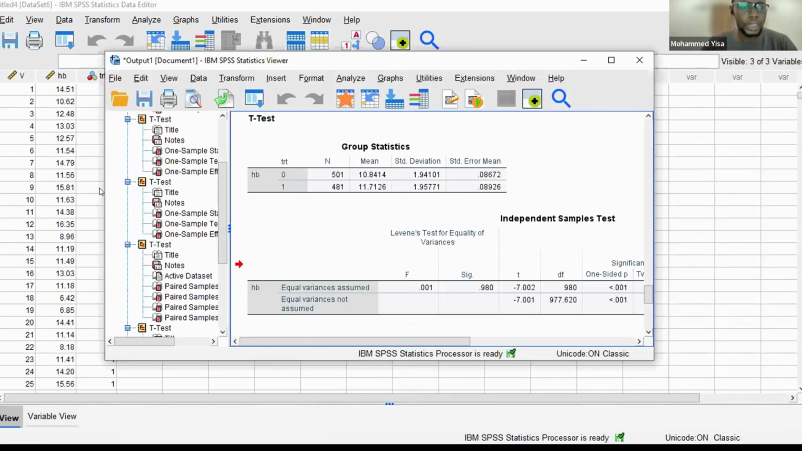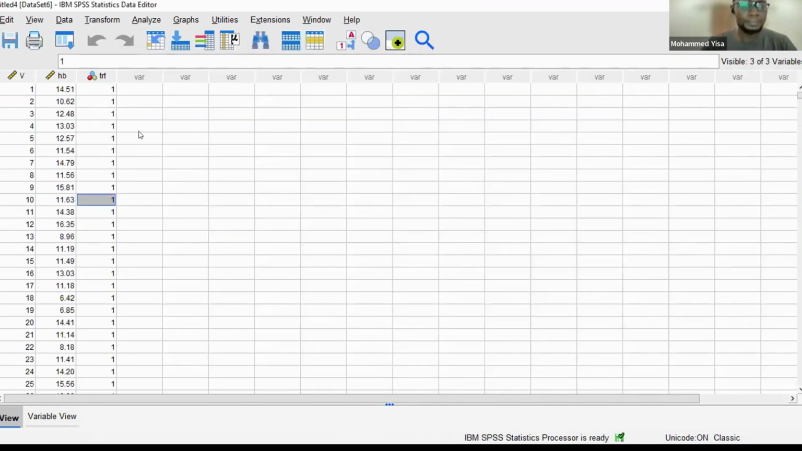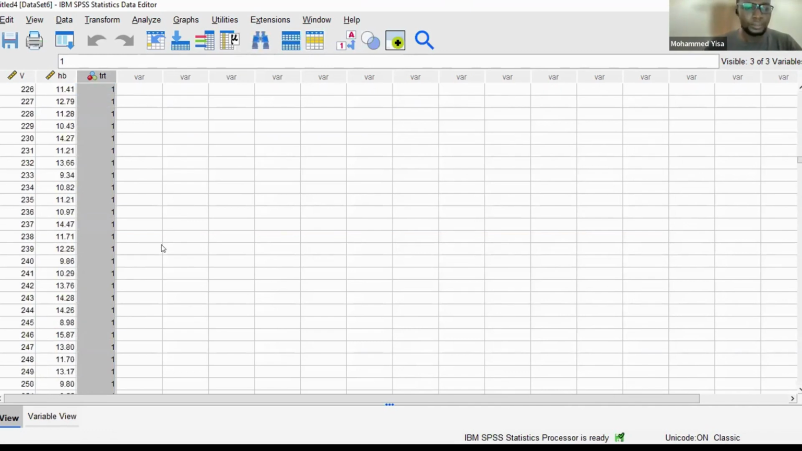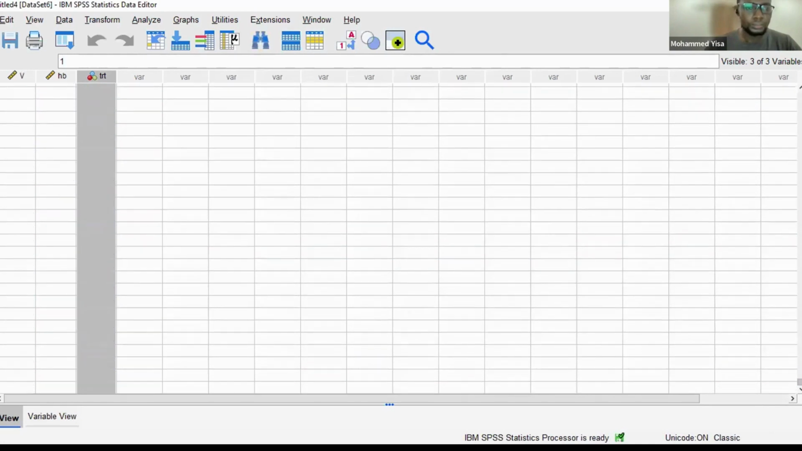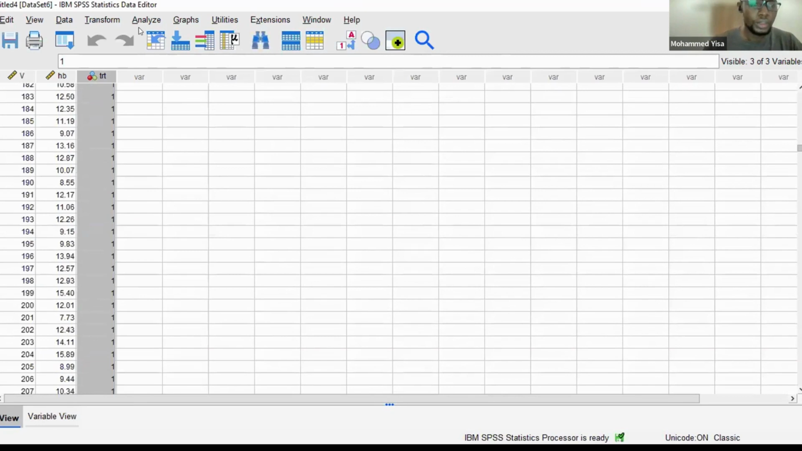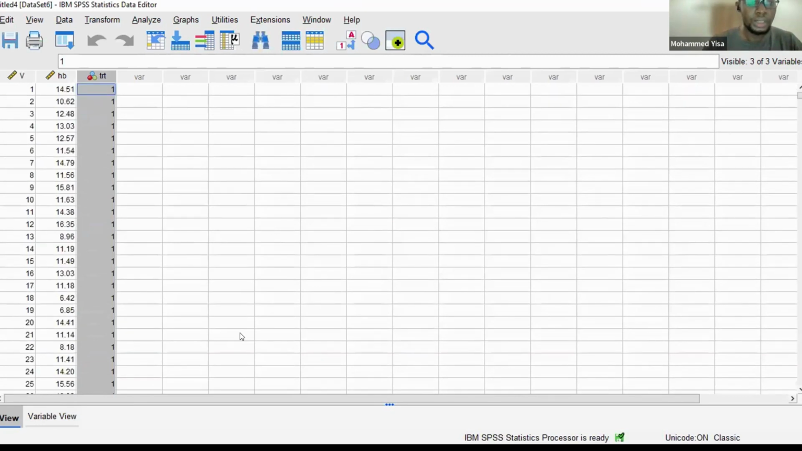So this is the ion trial data set. We have the hemoglobin value. We have treatment groups. So here we have group 1, group 0. Sorry, I think I'm looking at the wrong data set.